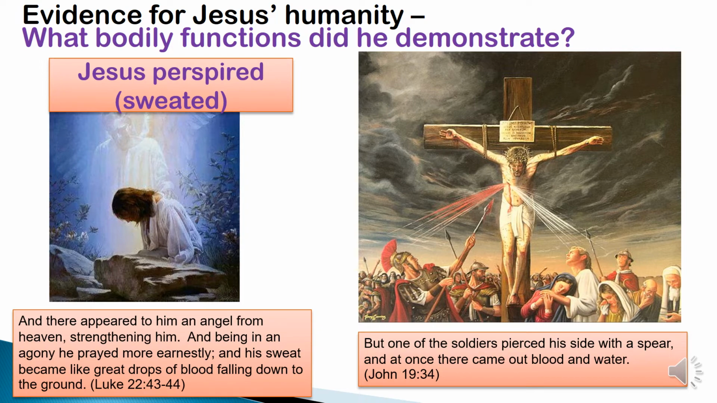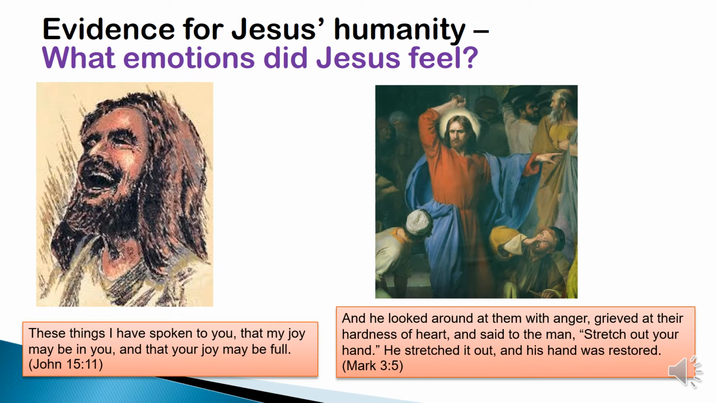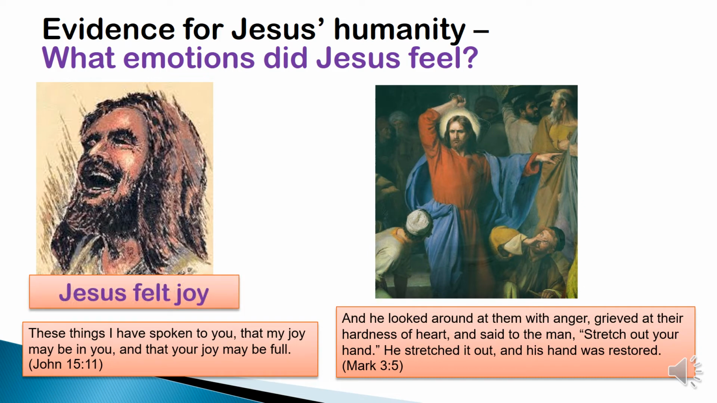The next one: "But one of the soldiers pierced his side with a spear, and at once there came out blood and water." So again, it just goes to show that Jesus bled. This is really poignant, because it shows that Jesus was fully human and that he did bleed and that he did feel pain. Then you've got, "These things I've spoken to you, that my joy may be in you and that your joy may be full." So this demonstrates that Jesus felt happiness, he felt joy, he felt those types of emotions.